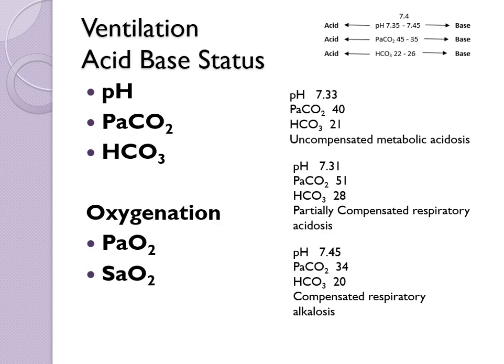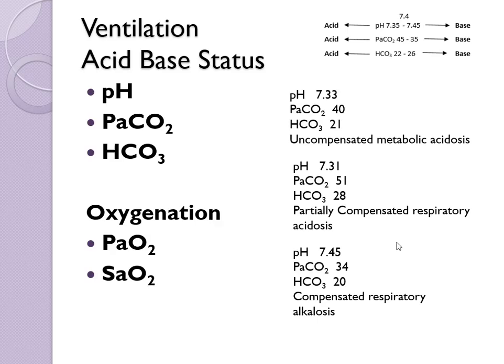That's respiratory alkalosis. But because my pH is in the range of 7.35 to 7.45, this is a compensated gas, because the body has reduced the amount of bicarb to offset the fact that this is alkalotic.